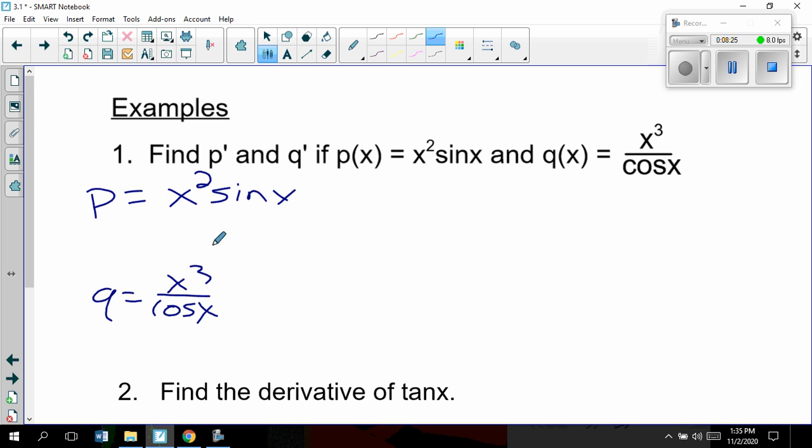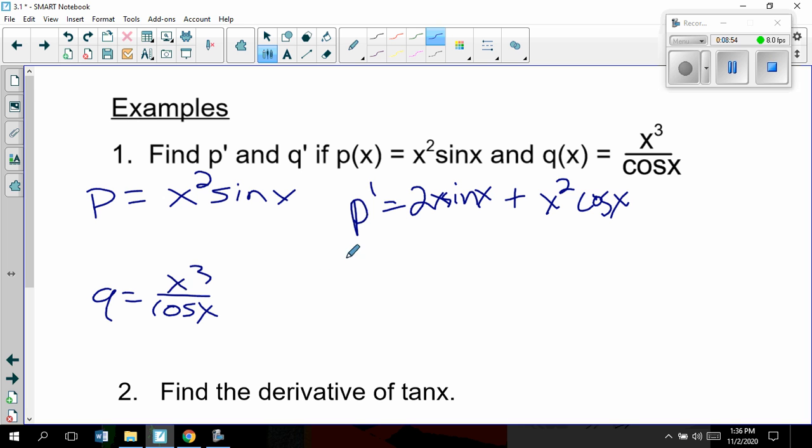All right, let's work with these a little bit and make sure we are good. So let's find p prime and q prime. So here's p, x squared times sine of x. So p prime, derivative of the first times the second plus the first times the derivative of the second. And this section in this chapter in general is going to help you really get used to these rules of what is the derivative of what and antiderivative, because you're going to be doing a lot of them.